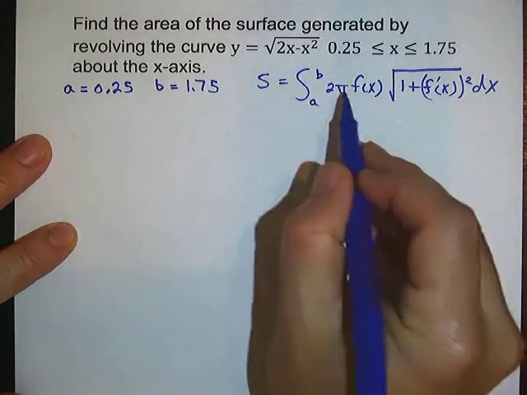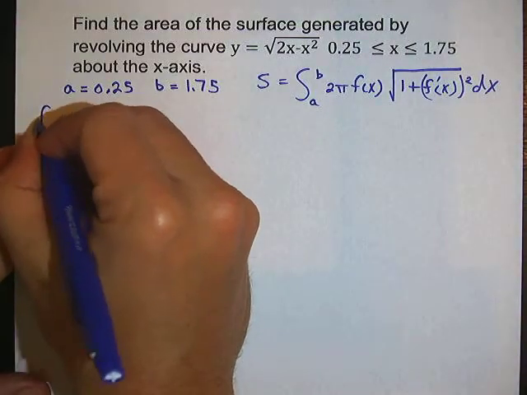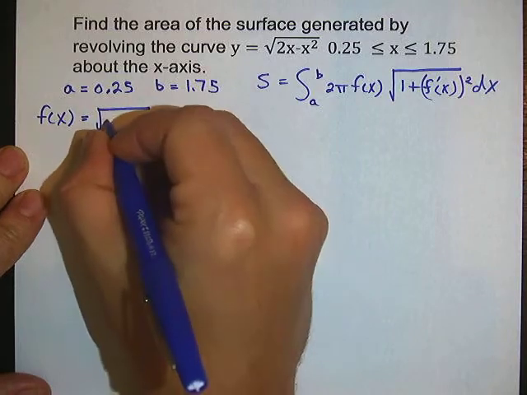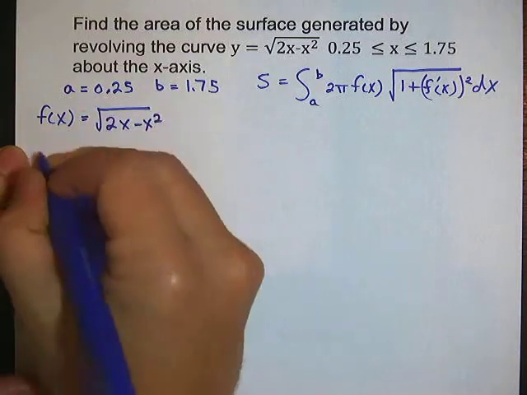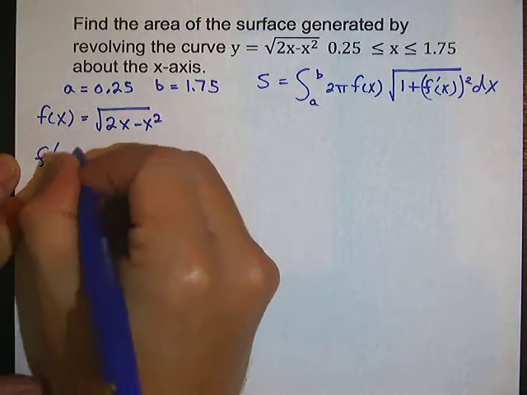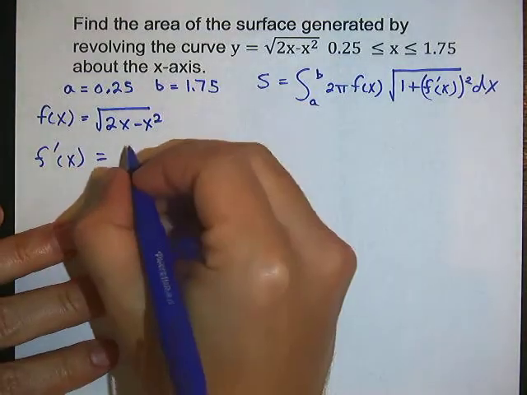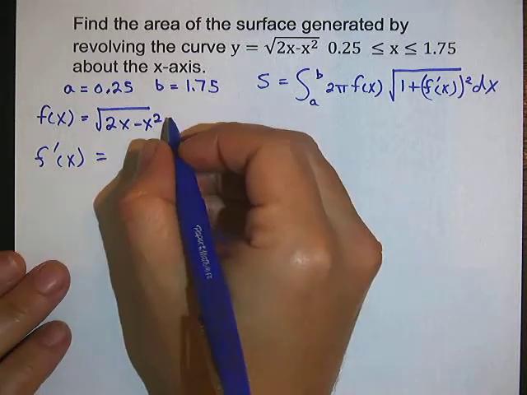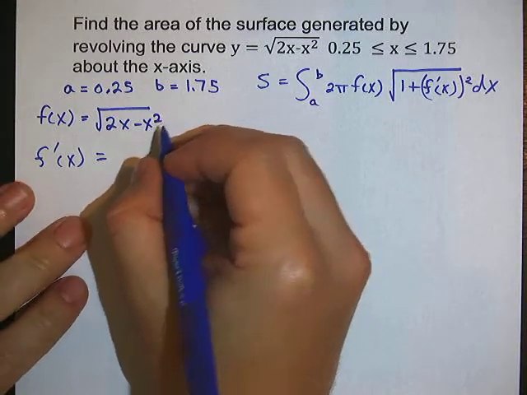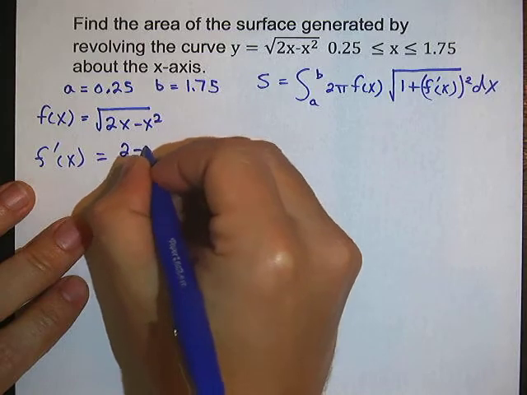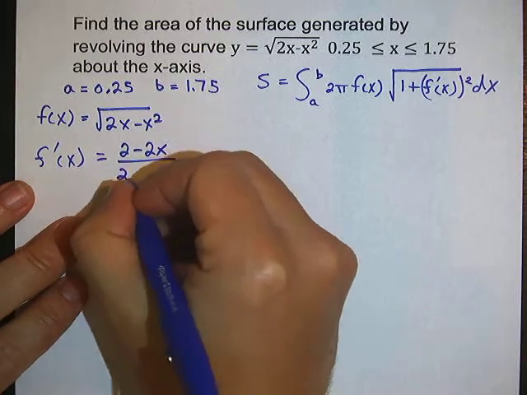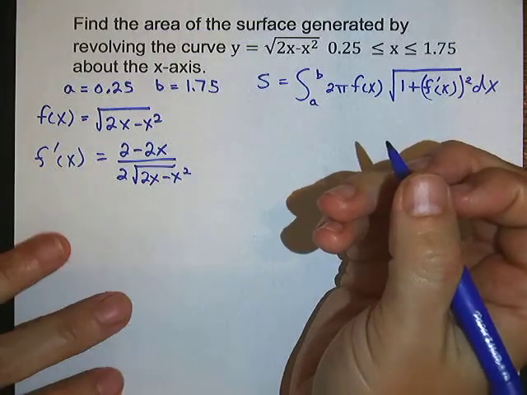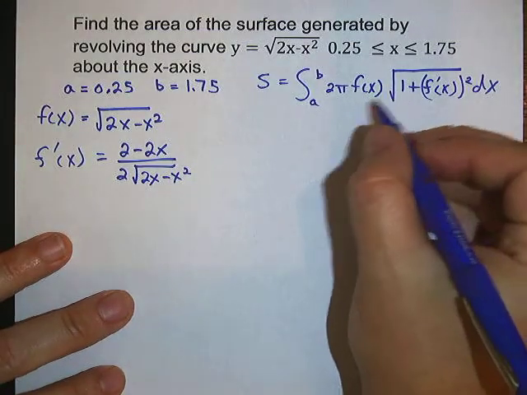Keep in mind that y and f of x are the same thing, so we've got f of x is equal to the given function, square root of 2x minus x squared. Take a quick derivative here using the chain rule, and that will be, bring down the 1/2, and then the inside will give us 2 minus 2x, the derivative of the inside, divided by 2 square root of 2x minus x squared. Okay, so let's plug into this formula here.